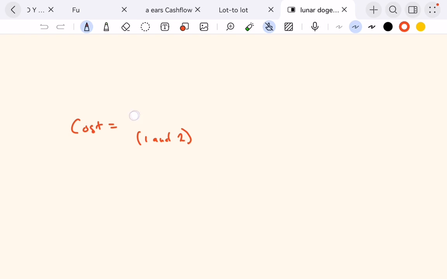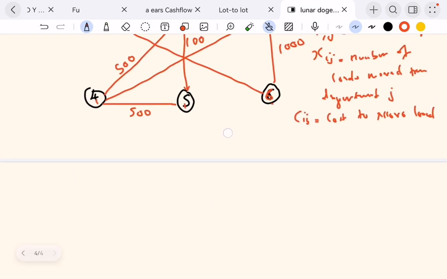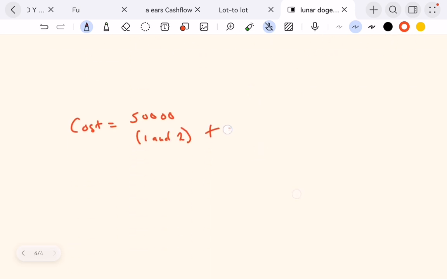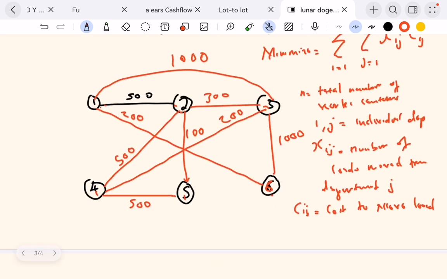500 times 100. Is it not 5,000? Get your calculator. Plus we have 1 and 3. So 1 and 3 it's how much? 1000 times 200. You're crossing department here. It's how much? Someone use a calculator.